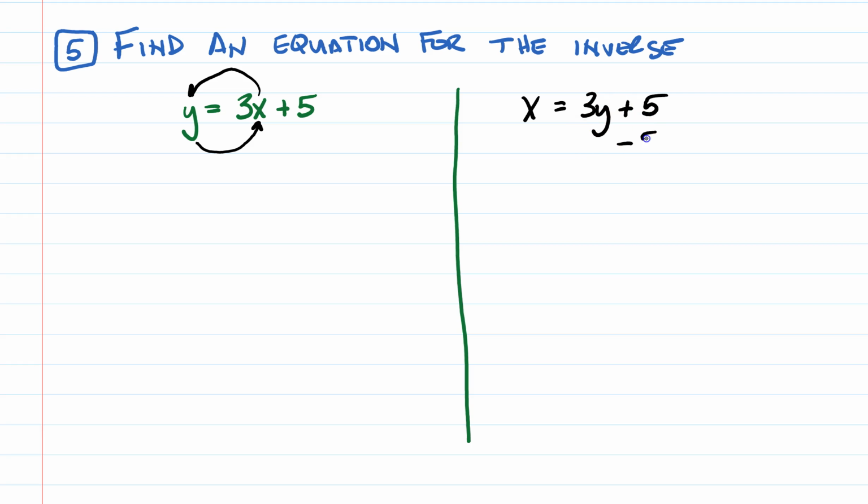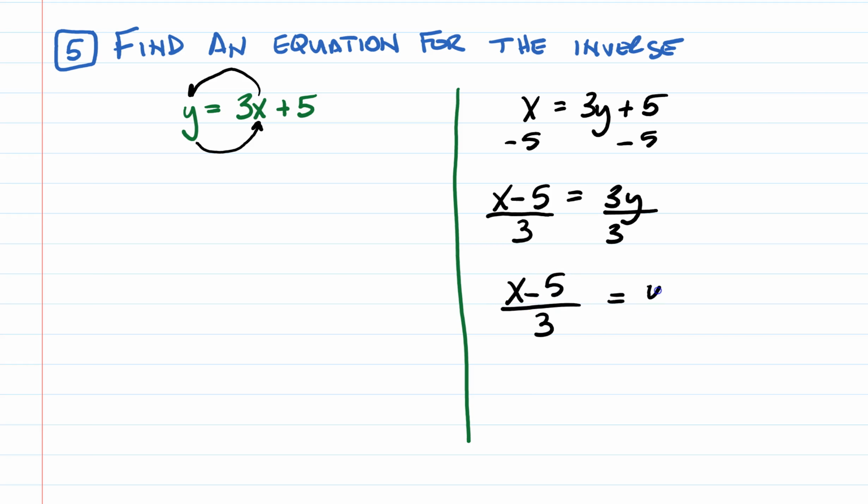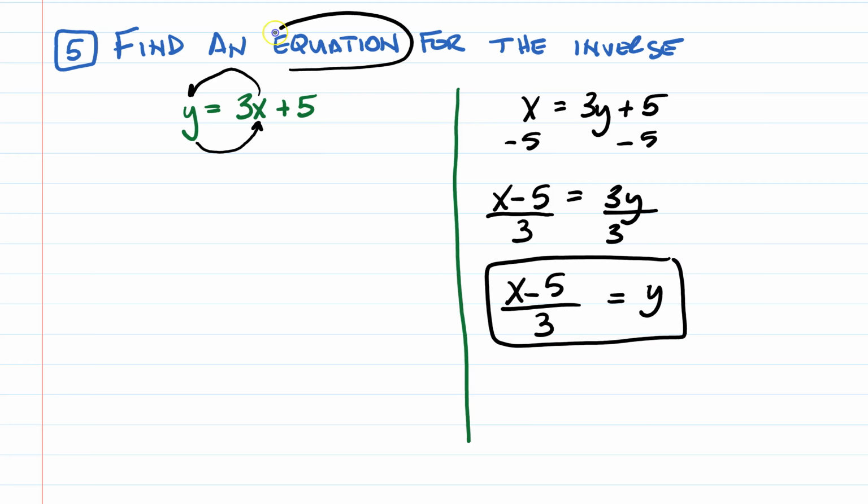So I'm going to subtract 5 from both sides. I'm going to get x minus 5 is now equal to 3y. And then I'm going to divide by the number 3 on both sides. So I get x minus 5, all quantity divided by 3, is equal to y. So this is an equation that represents the inverse to our original problem here. So x minus 5 over 3 equals y. That's my inverse equation.